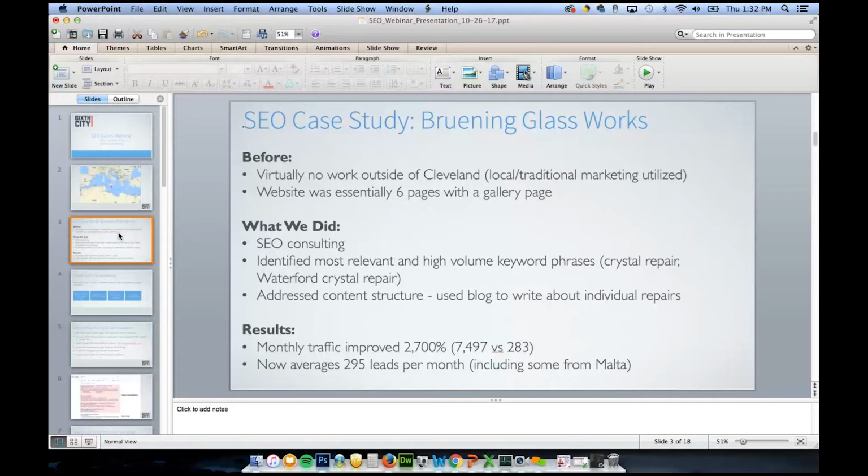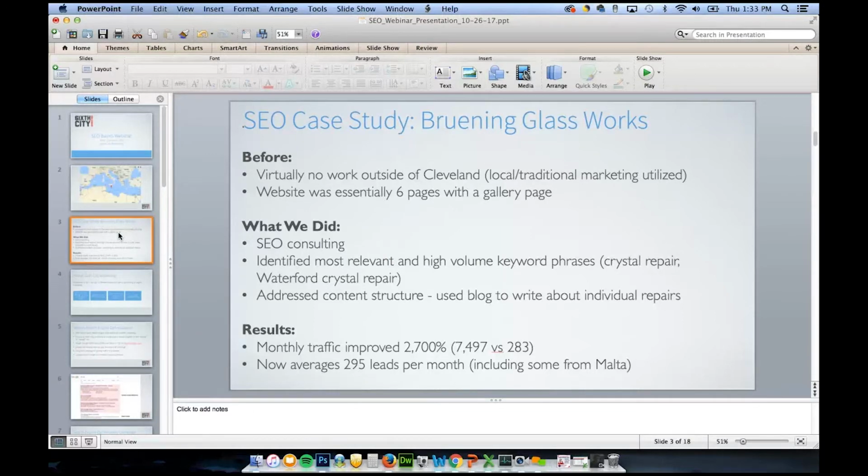But really, beyond identifying those terms and optimizing the site for those terms on key pages, we addressed a shortcoming of their website, which was the content structure. This repair shop repaired all kinds of different pieces on a daily basis, and it made the most sense to us to actually write and blog about each of these repairs in an individual blog post, showcasing the before and after and chunking up the content. That way it was easier to talk about the specific repair, and Google was able to not only identify it but match it to a person's search.